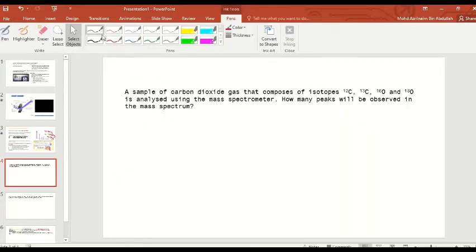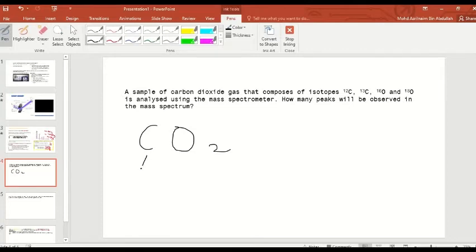Okay, so tengok soalan ni. A sample of carbon dioxide gas that composed of isotope 12 carbon, 13 carbon, 16 oxygen and 18 oxygen is analysed using the mass spectrometer. How many peaks will be observed in the mass spectrum? Okay, so carbon dioxide kita tahu adalah CO2. So berapa banyak peak akan ada?